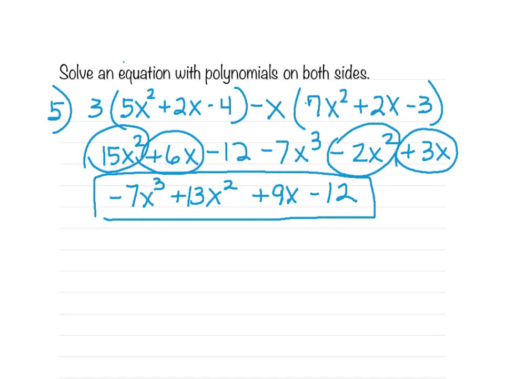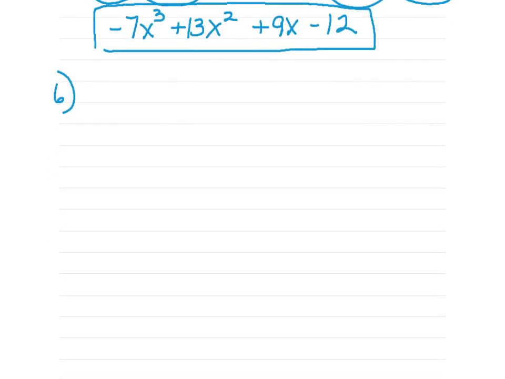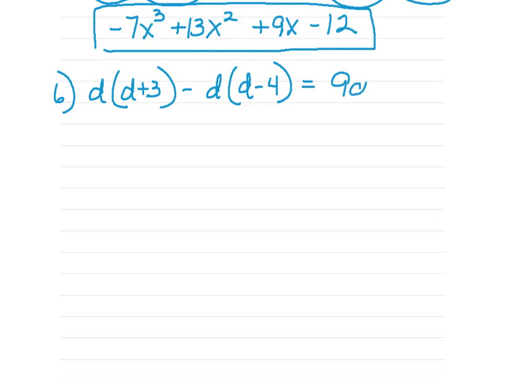Number 6. I have d times d plus 3 minus d times d minus 4 equals 9d minus 16. Now here we're going to solve for d. Let's simplify first, and then we will solve.